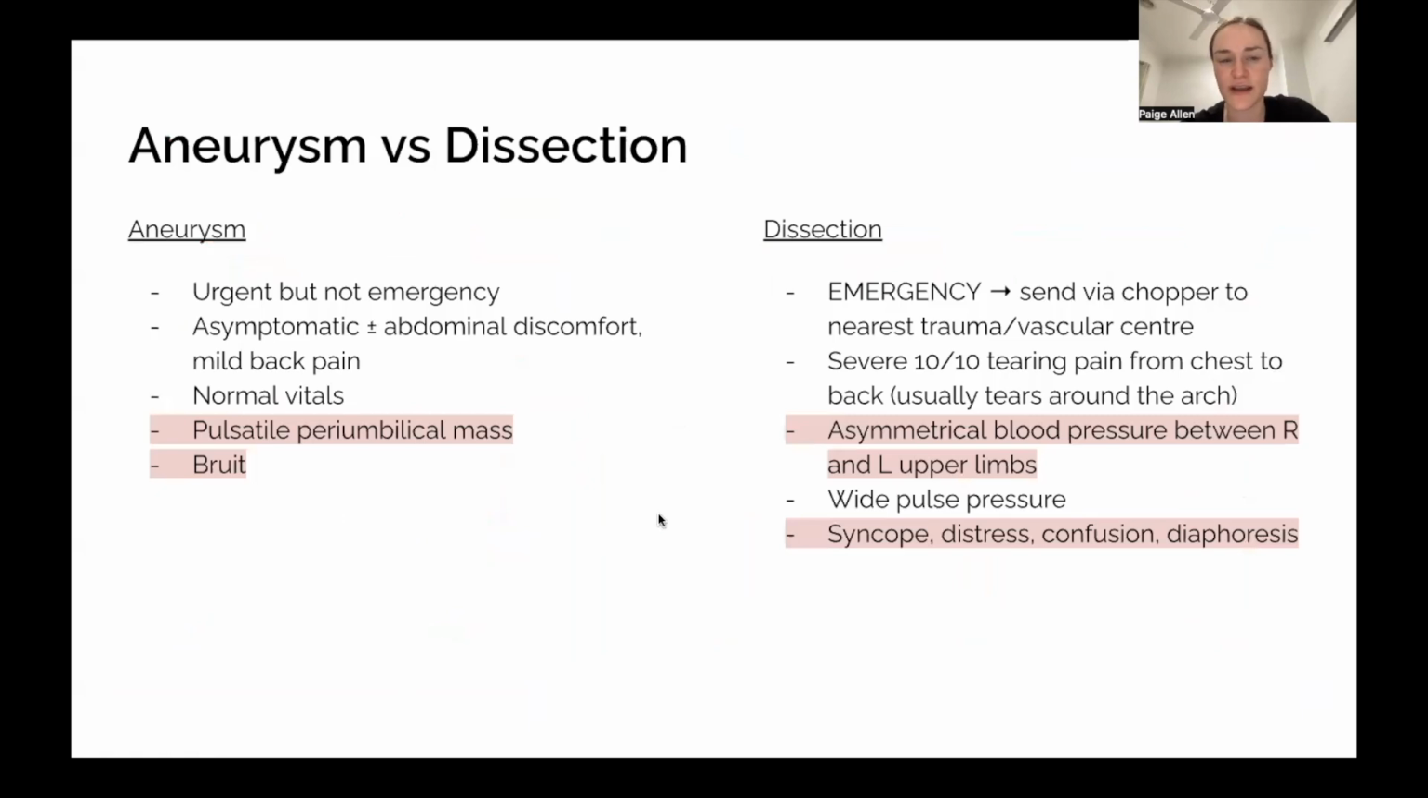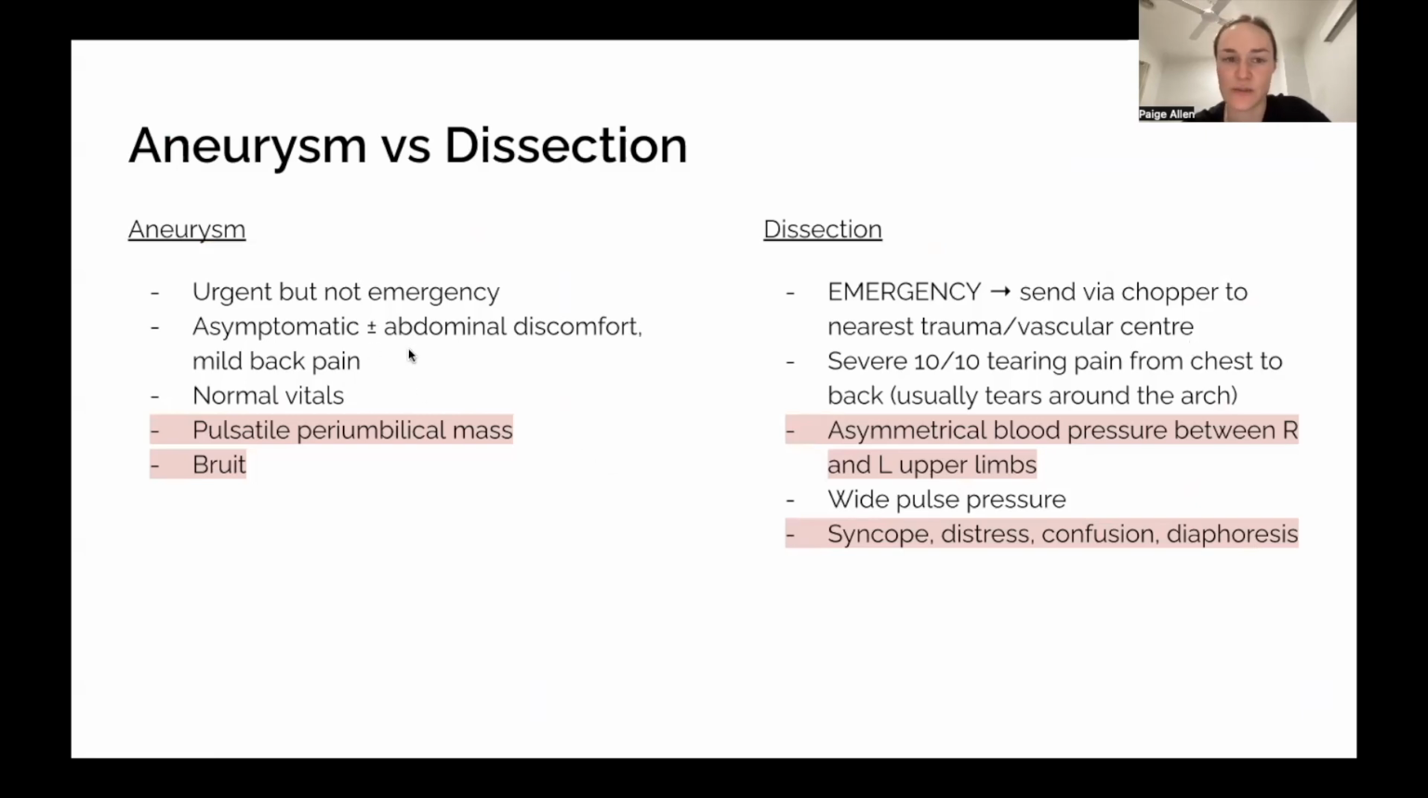All right, so if we're talking about actually what the problem is for aneurysm versus dissection, aneurysms are urgent, like you need to deal with them because the blood's not going to the right spot and it's just kind of pooling and you're at risk of dissection, but it's not an emergency. Versus a dissection is like you need to get on a helicopter right now and go to the nearest trauma or vascular center. And they present differently.